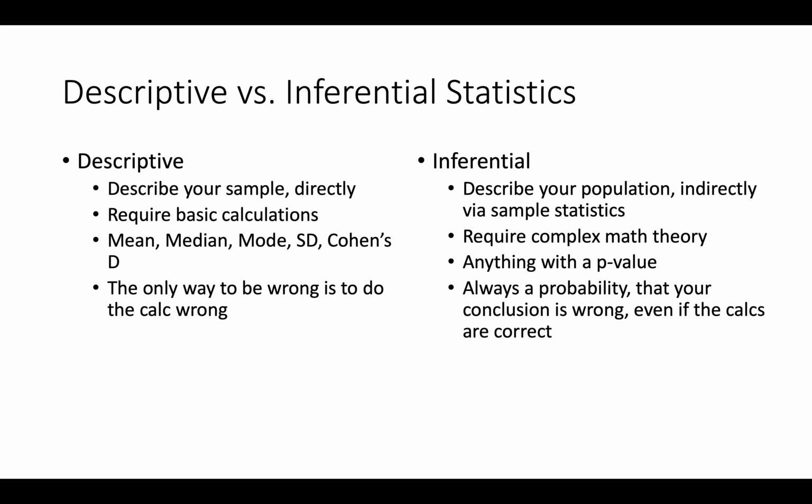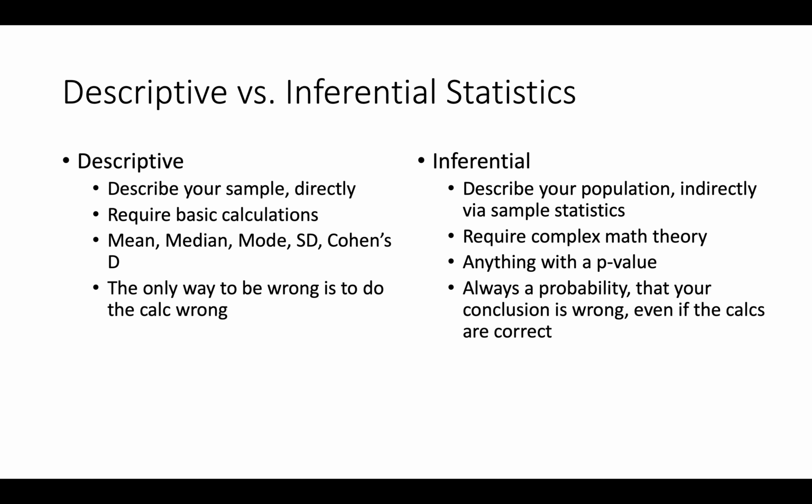There are two types of statistics, descriptive and inferential. Descriptive statistics are what you're used to. They describe our sample. They're the statistics you calculated in high school. Here's 20 numbers, tell me the mean, median, mode, standard deviation, things like that. They are very simple. They describe your sample directly. They require basic calculations. Here are some examples. I just mentioned them. And the only way to be wrong is to do the calculation incorrectly. Divide by 5 instead of 4, in a sample of 4 observations, right? Like, the only way to really mess these up and be wrong is just to do your calculations incorrectly.